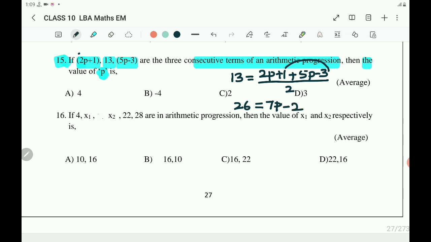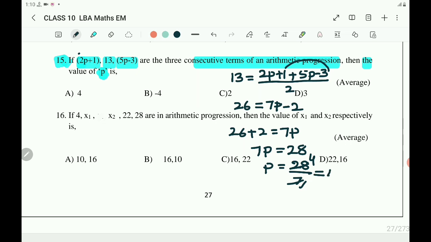Transfer this minus 2 to the LHS, it becomes 26 plus 2 is equal to 7p. Then you got 7p is equal to 26 plus 2 is 28. 7p is equal to 28. Then p is equal to 28 by 7. 7 fours are 28, which is equal to 4. So option A is the answer, which is 4. Option A is the answer, A4.